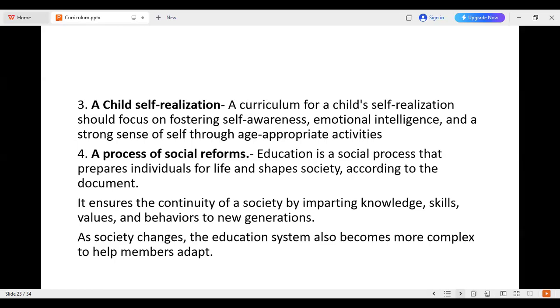Society changes, and the education system also becomes more complex to help members adapt. In one way, education should lead the society. Education should help social development. At the same time, on the other side, some changes can take place in the society without the support of education.